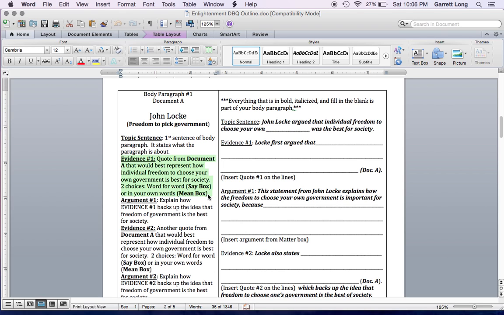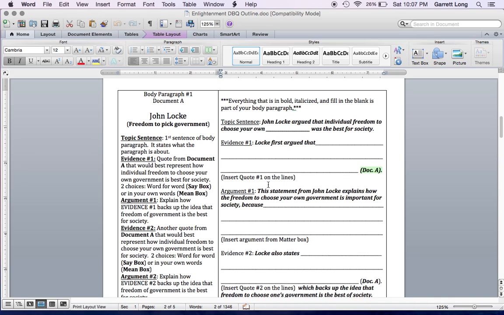But no matter what, if you get it from the say box or if you get it from the mean box, you always have to cite it. So this is how evidence number one is going to read. Locke first argued that, and then you see these blank lines. These blank lines, guys, is where you will write down your first quote. And if you notice right here, when you are finished with that quote, in parentheses, you will write down Doc A. You have to cite it. If you don't cite it, you will not get credit.